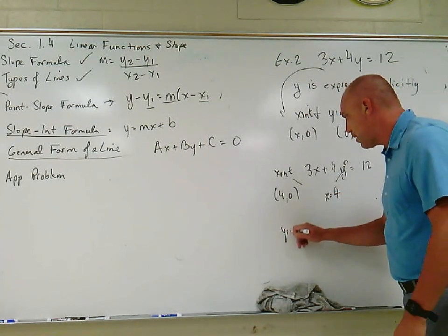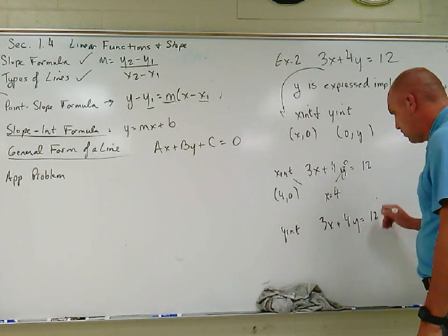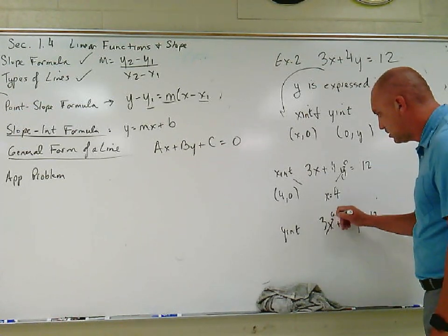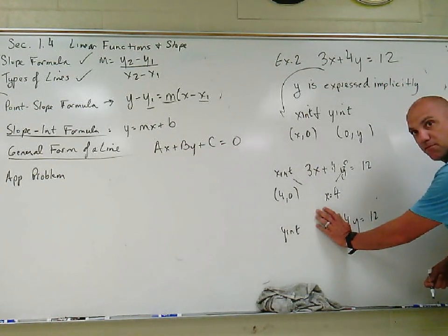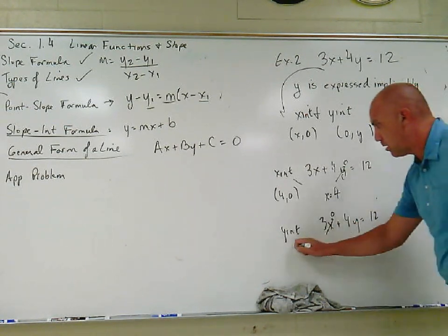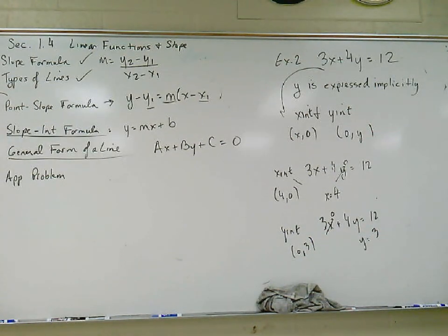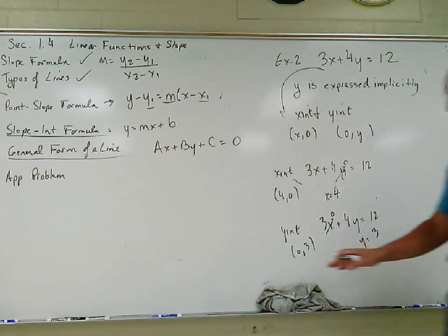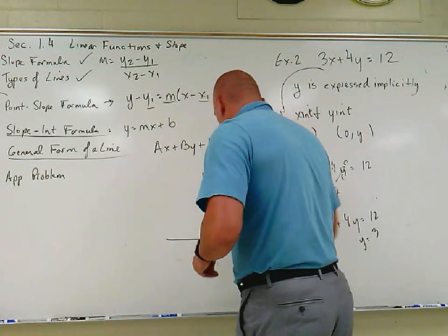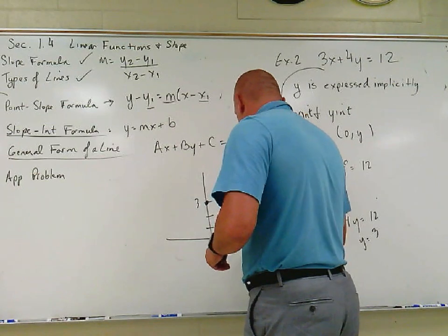If I want to get the y-intercept, I plug a 0 in where? For x. Now that's gone. 4y equals 12, so y equals 3. So now the y-intercept is 0, 3. And once you have both of those, you can graph it pretty easily. Because now you know the y-intercept is 0, 3. 1, 2, 3. The x-intercept is 4, 0.